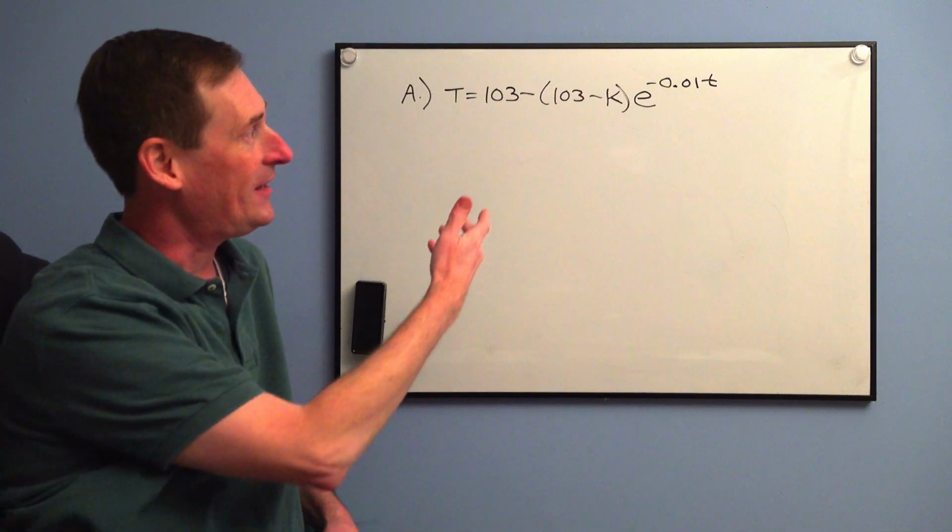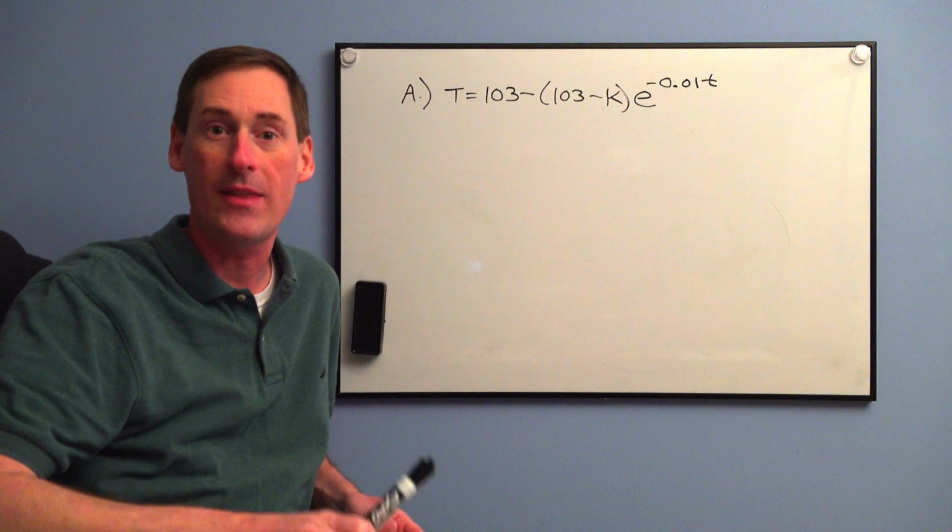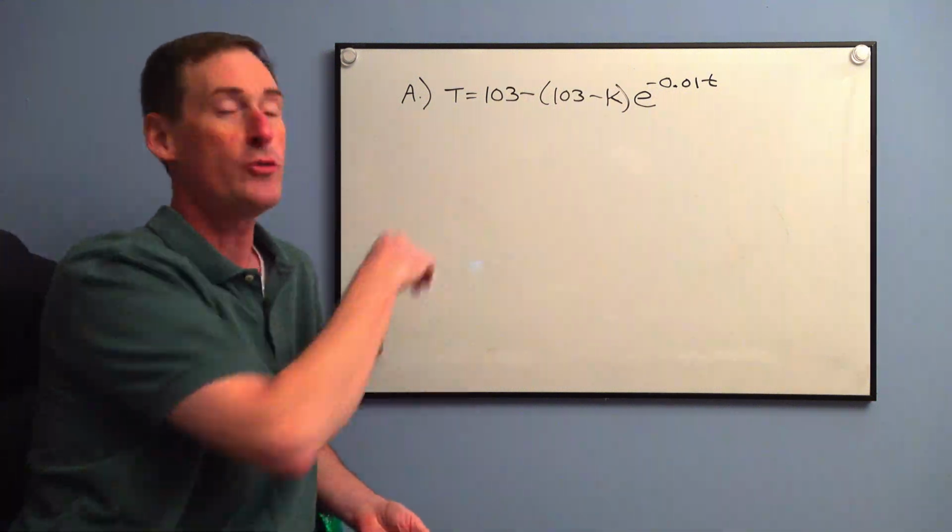AB 10-3, here we go. We have some real life problems today that involve limits. All right, so the very first one is a hot tub.